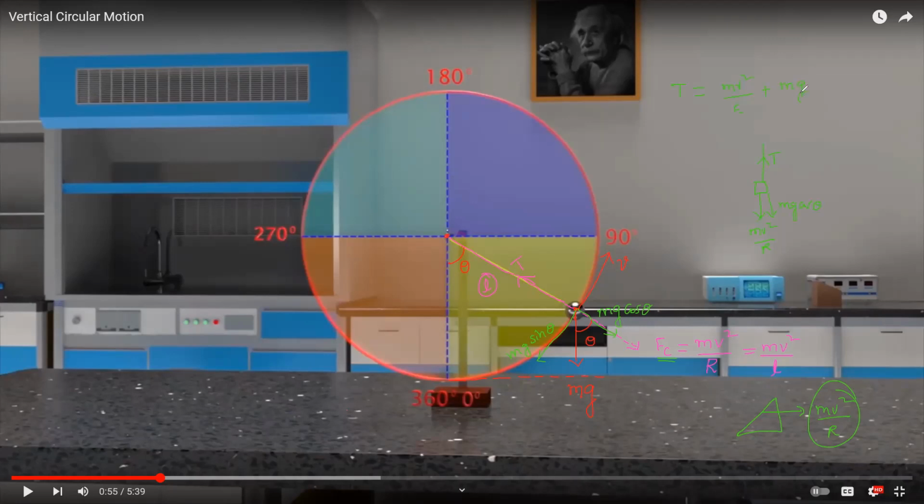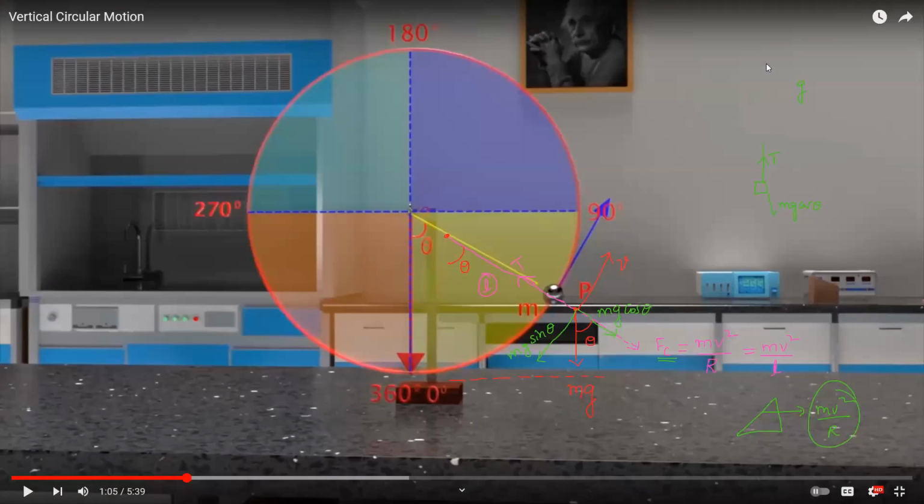What will happen? Sorry, here I have made a mistake. So which is equal to centripetal force. So what is the mistake here? Tension and mg cos theta are acting in opposite directions. Tension is upward and mg cos theta is downward, which is equal to centripetal force. So T minus mg cos theta is equal to the centripetal force, which is mv square by r.